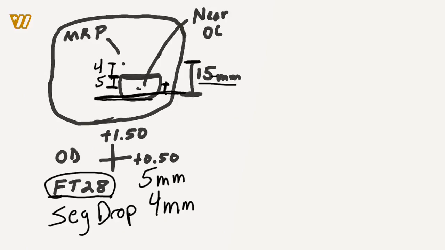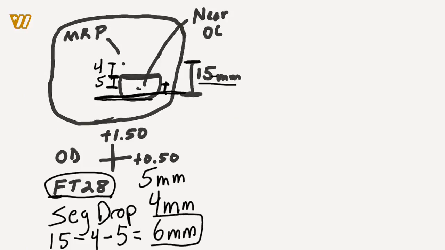So if we take 15, which is our total distance, subtract out our seg drop, and subtract out the distance from the top of the bifocal to our optical center, what we'll be left with is that distance from the near optical center to our reading level, which is going to be 6 millimeters. And this is what we need to use to calculate the prism that's going to be induced by the bifocal, because that's this number right here, the distance from the near optical center to the reading level, 6 millimeters.